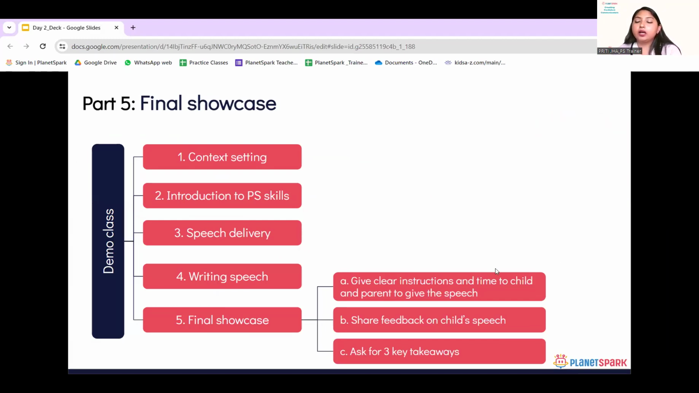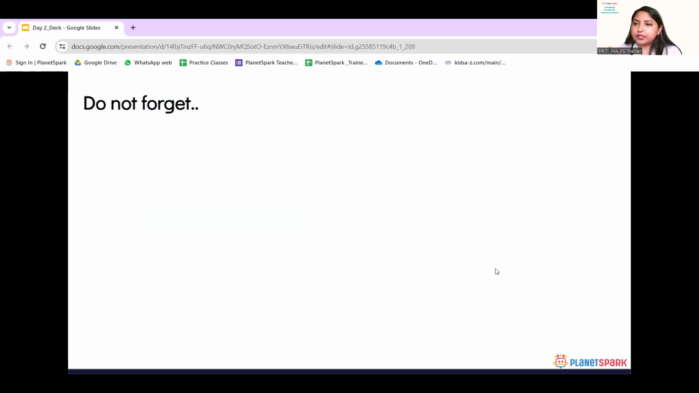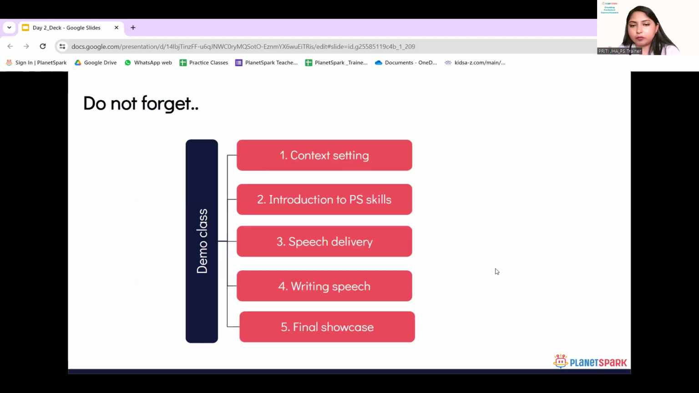So remember, these are the 5 different segments of a senior demo class. First is the context setting, where you set the expectations, welcome the parent and the child to the class, and share the norms and the agenda of the class and create excitement. Second, introduction to PA skills, where you play an emotional request game, debrief the activity, and at the end ask for parents' opinion. Do not forget to include the parents in this activity also.